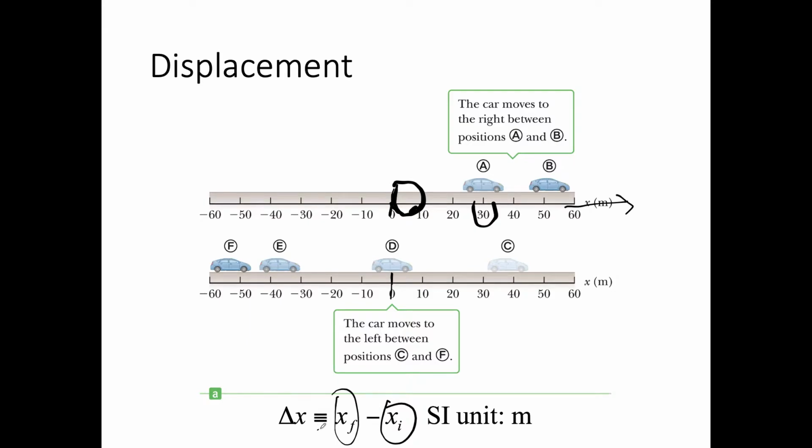This three-line sign looks like an equal sign, but there is one more line than equal. It means "defined as." So we have delta x, which is displacement, defined as final position minus initial position. The SI unit for position is meter. So you have a length minus a length, meter minus meter, which still gives you meter.